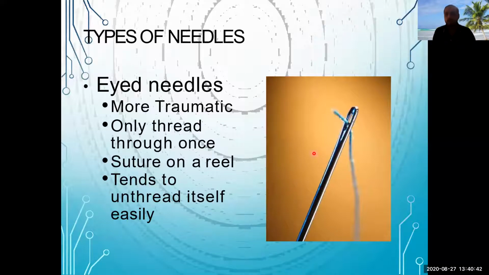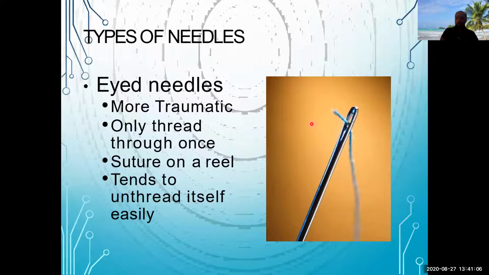Now, 2 more words you will be hearing always. There is traumatic and atraumatic. So, what is traumatic? Traumatic needles are mostly those needles which have an eye at the end, the suture end. Why was this kind of needle used previously? Nowadays, this has been replaced by the atraumatic needles.